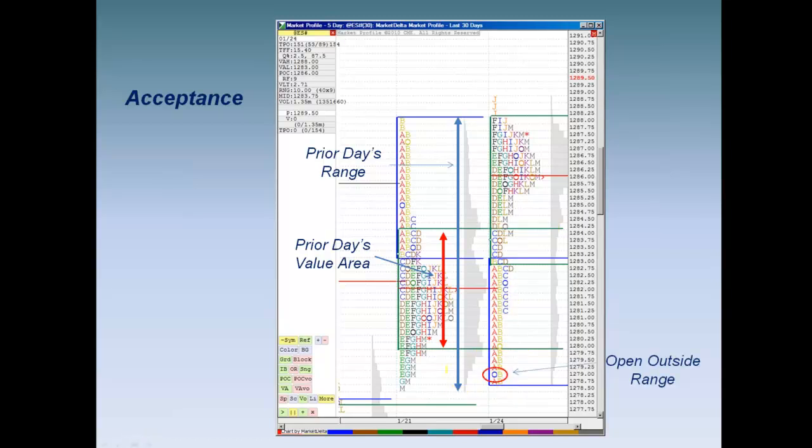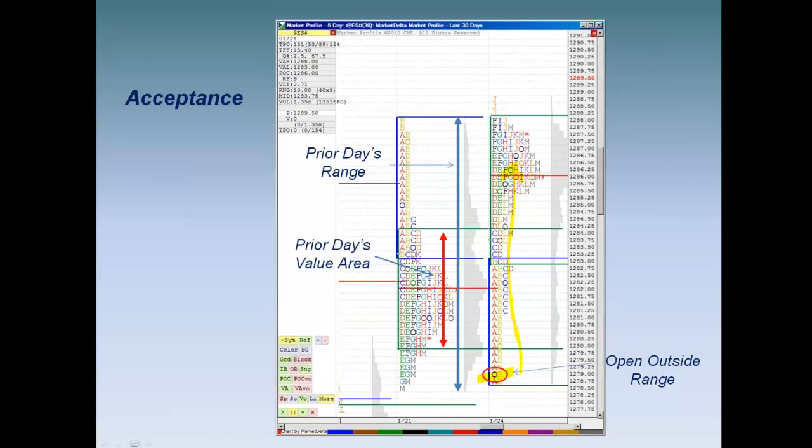So this is an example where we get the acceptance. Even though we open outside of the range, we come back to trade in the day's range. The prior day's range really was not rejected on this particular day. So even though it opens outside of value, we have to wait to see how things develop in the market.